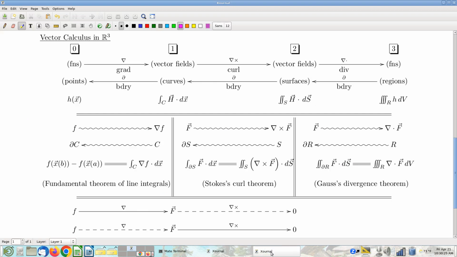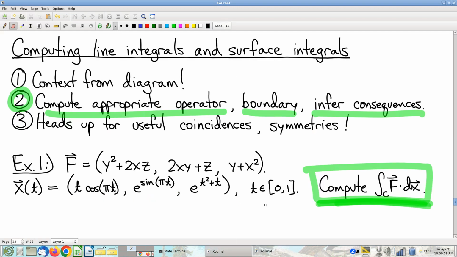Okay, so back to the diagram. The diagram tells me if I'm interested in a vector line integral in R3, whatever vector field I've been given, this says compute the curl. And from that, we may or may not be able to draw some useful consequences. But just go ahead and compute it, because the diagram's telling you to. Whatever curve I'm given, look at its boundary points. We might be able to infer something from that, but these are the natural things to do, right? So go ahead and do it, and here we go. Let's compute the curl of this vector field.